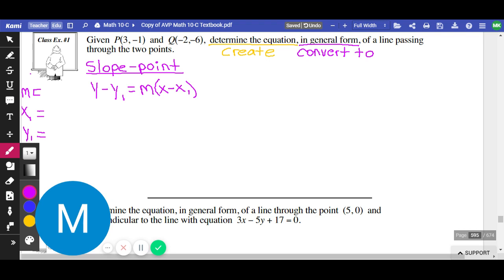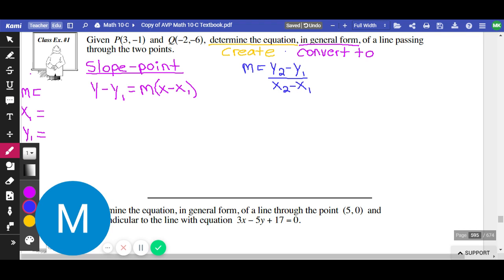You have 2 ways to figure out your slope. If you have a picture, you use rise over run. We don't have a picture. If you have 2 points given to you, you use that formula I drew up there earlier, where m equals y2 minus y1 divided by x2 minus x1. It's been a while since we've used that formula. That's how we calculate slope when given 2 points.